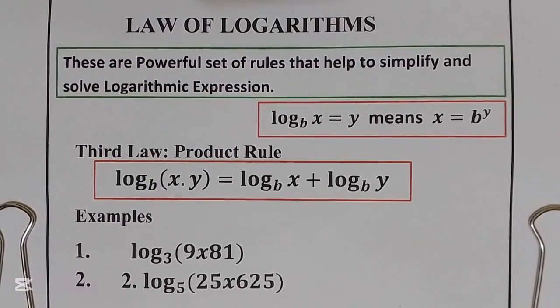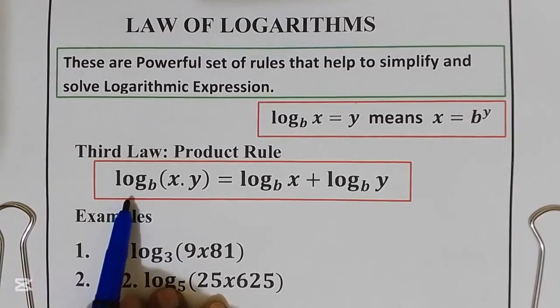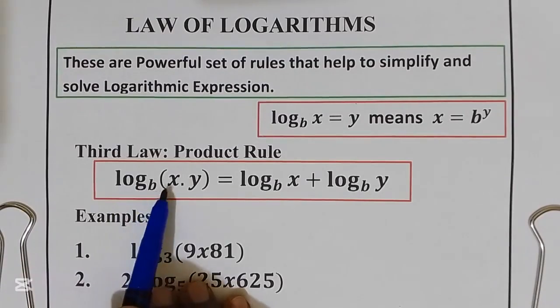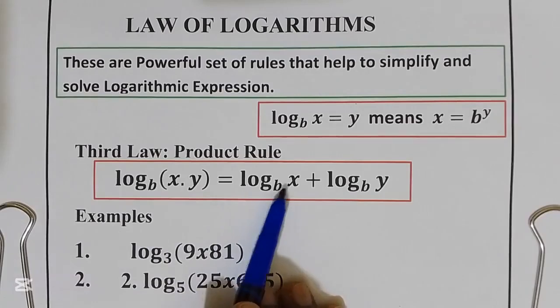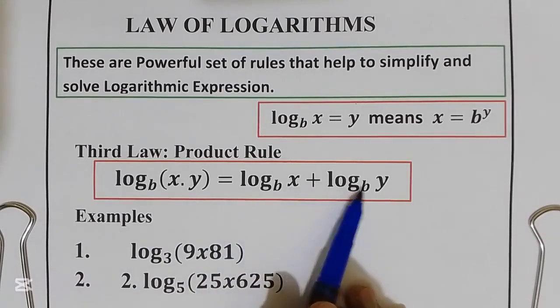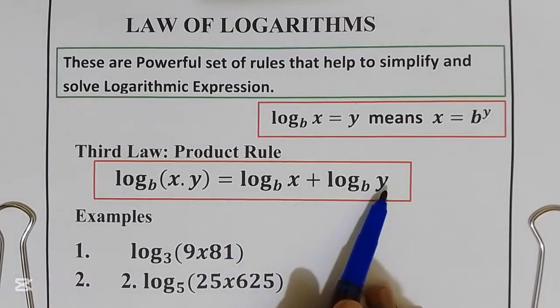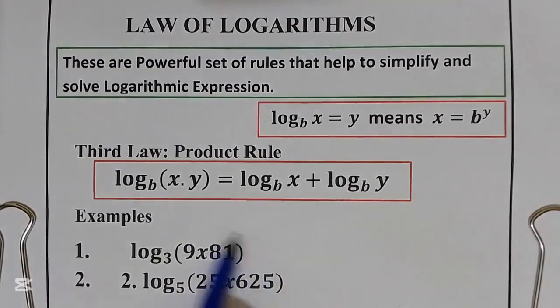Today we continue with laws of logarithms, and we are going to see another powerful law, that is the product rule. The product rule says if we have log base b of x multiplied by y, this is equal to log base b of x plus log base b of y. We are going to see this with the help of these examples so we can get a clear understanding.